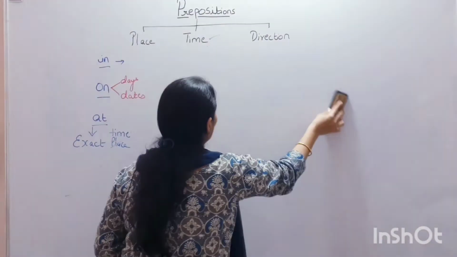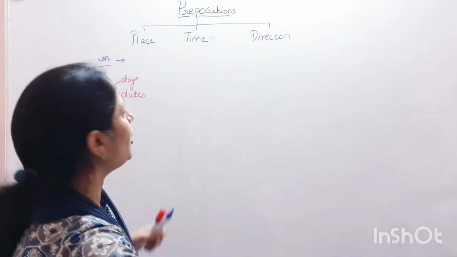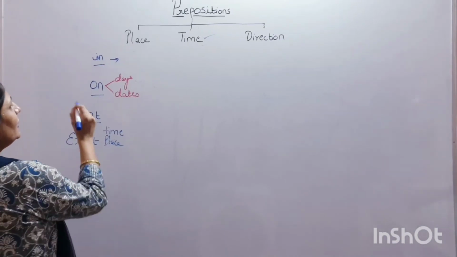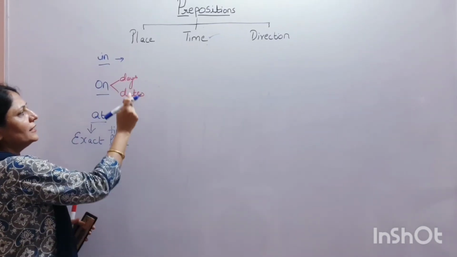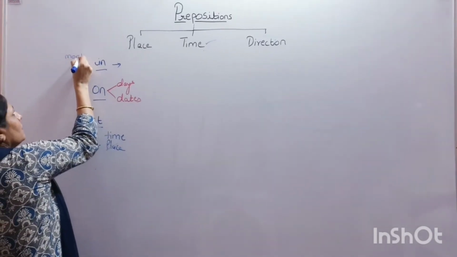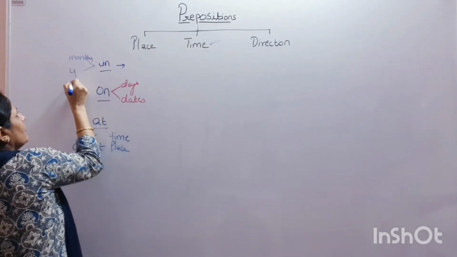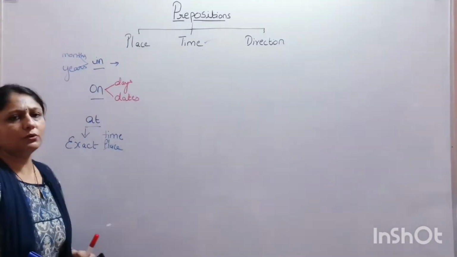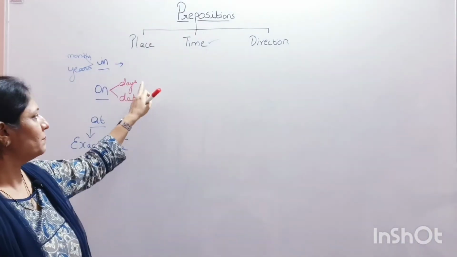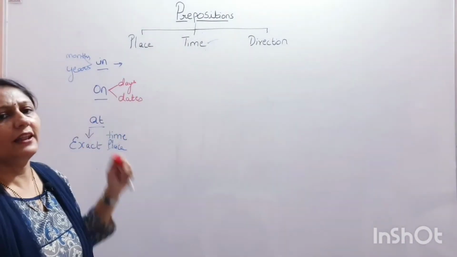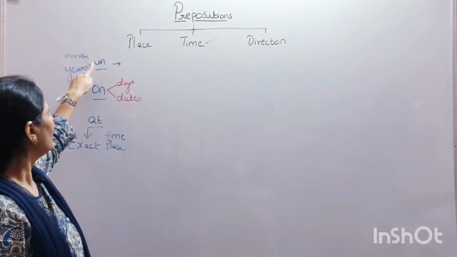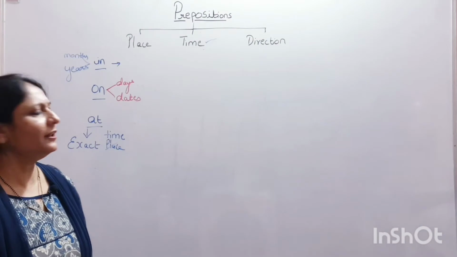Okay, now since we are doing the preposition of place and time, let's discuss some more examples. Again, like I told you, on is used with days and dates. Similarly, in is used with months and years. You can note down this, students, and you can remember it that on is used for days and dates like Monday, Tuesday, Wednesday. Dates like on 7th, on 18th, and in 1998, in January, like this we can use.